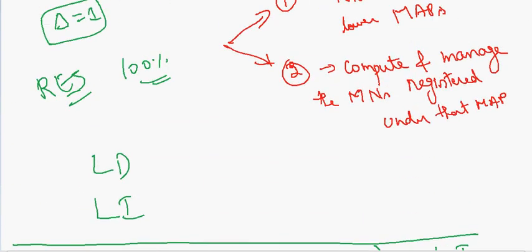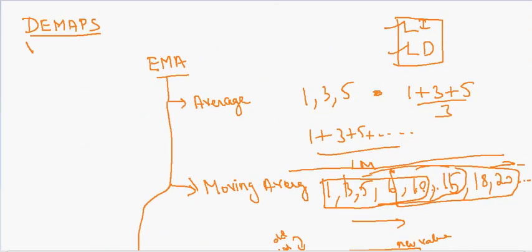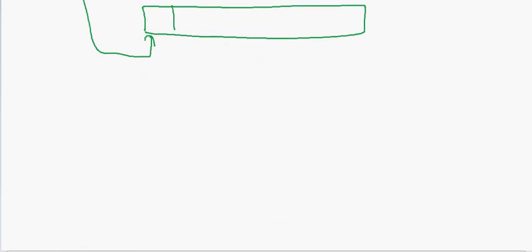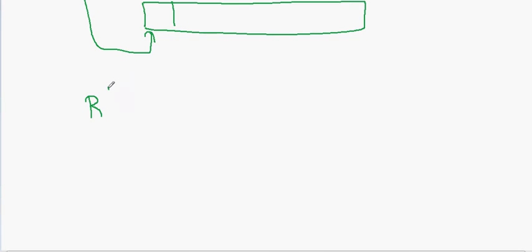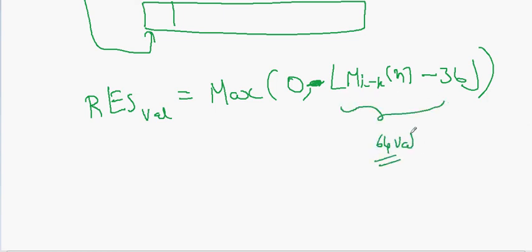And if you want the RES real value, it is nothing but the max of 0, or M of i to k at n minus 36, that is 6 bits. This is the 64 values that you get, that can be placed in 6 bits. 2 power 6 is 64 values.